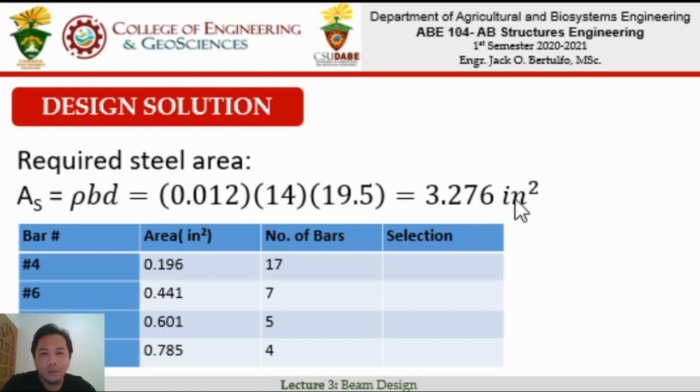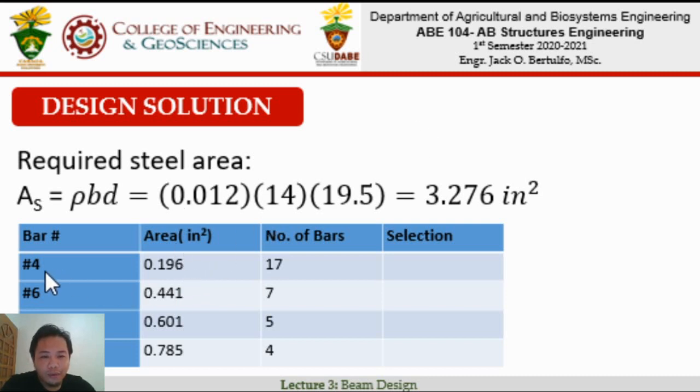Okay, so we need to calculate how many steel bars we need to use. Let's say that I decided that I will try to use number 4, number 6, number 7, and number 8. You can find the number of bars in the recent discussion about the basic design criteria for RCB. We have a table there, so you can use that.